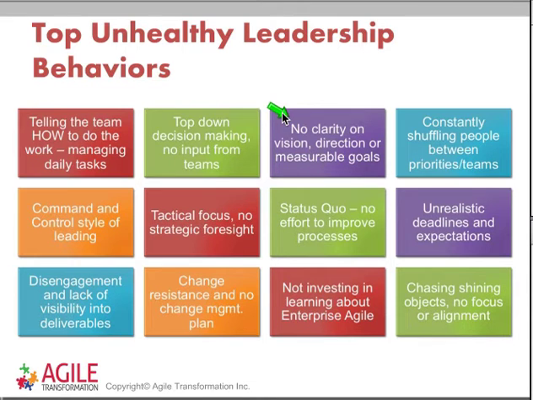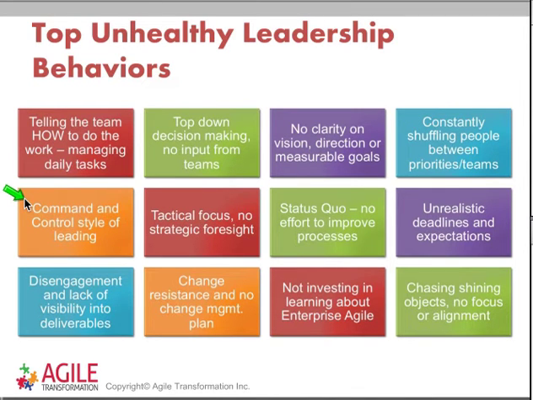I think some of that ambiguity is normal, part of a transformation. But 100% ambiguity with no direction, no vision and no guidance is going to the extreme. Constantly shuffling people between priorities, changing team members and pulling people in and out of teams is very dysfunctional for agile teams.